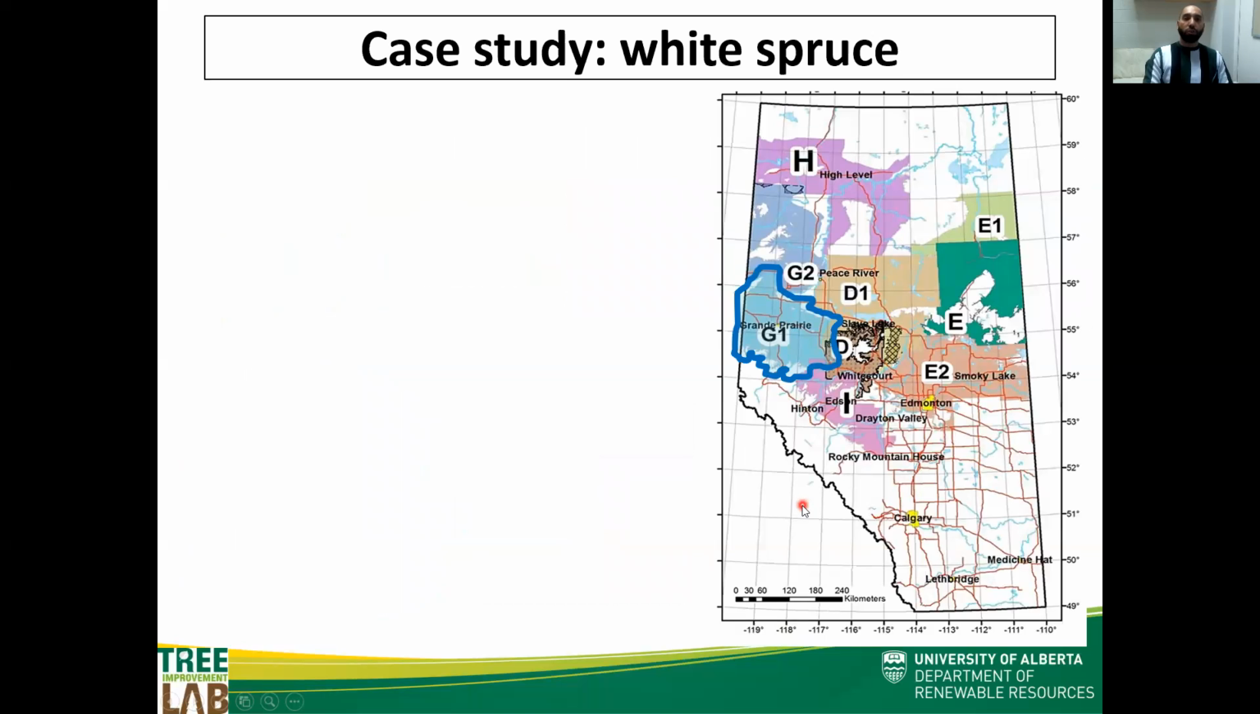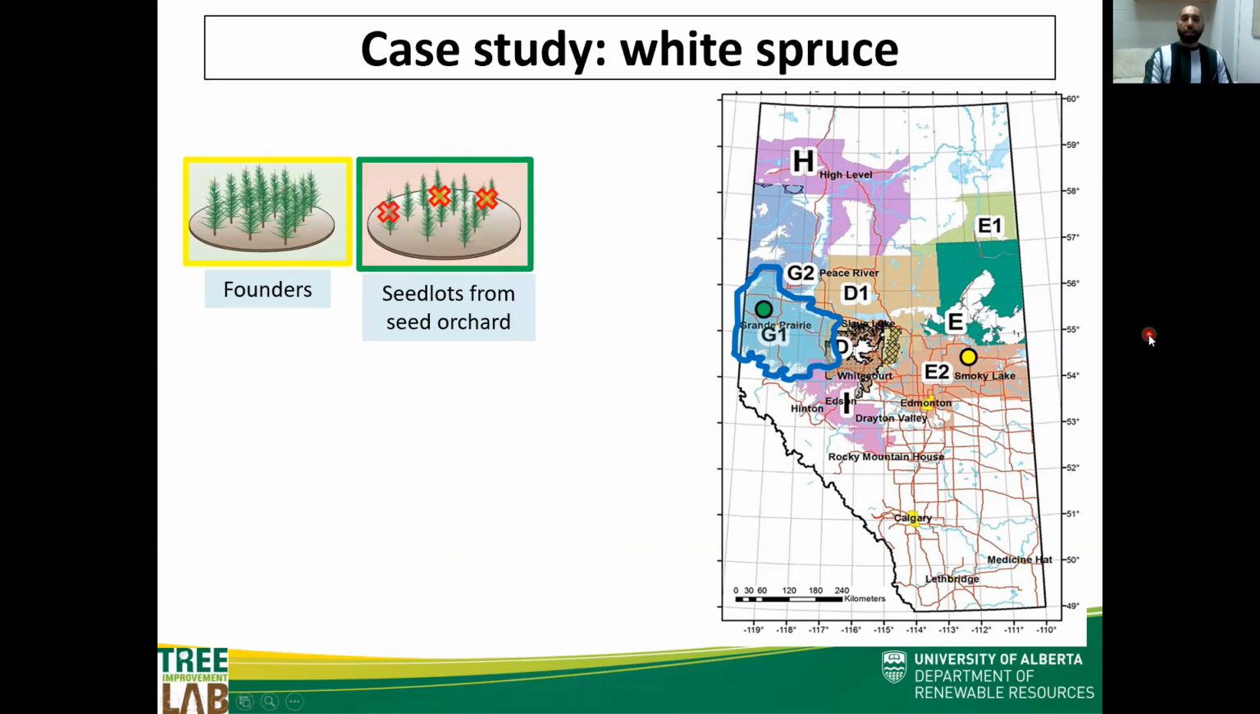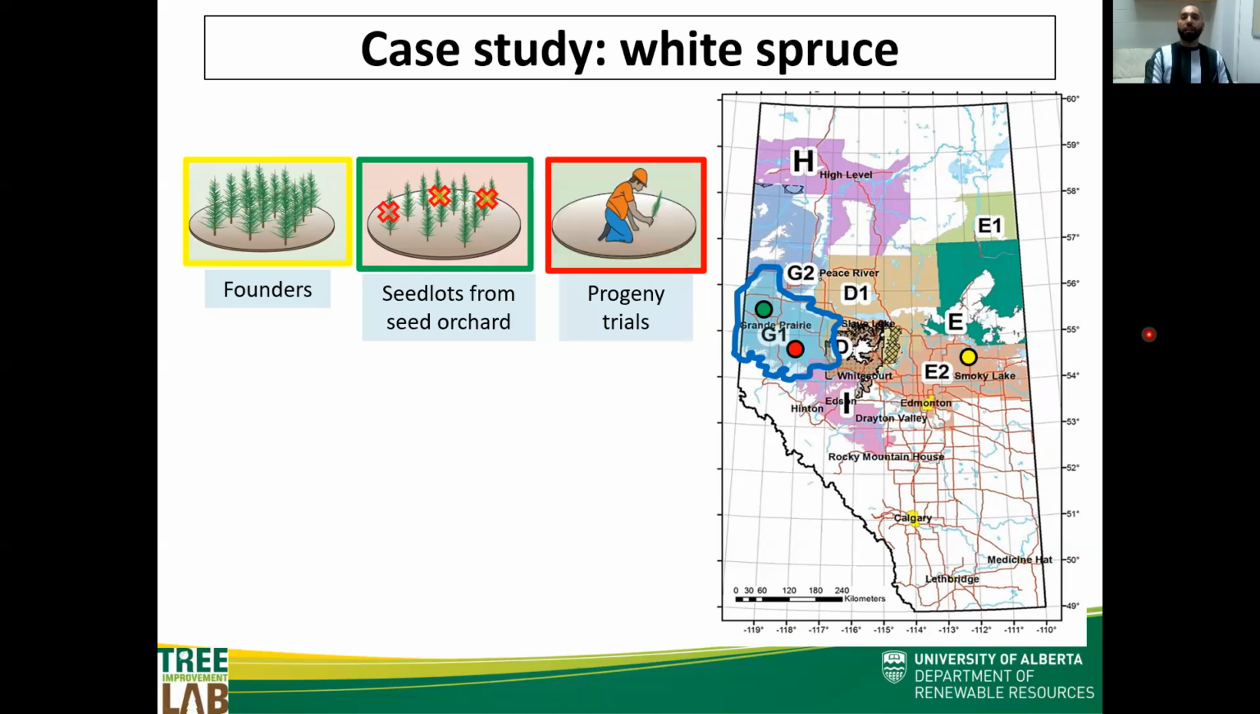So I would like to bring a case study, which is one of the white spruce breeding programs that we have been analyzing. It is called G1. We collected needles from founders close to Smoky Lake, seedlots from a seed orchard in Grande Prairie, and progeny trials.